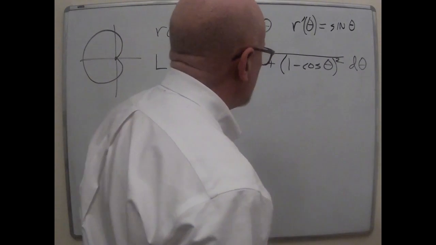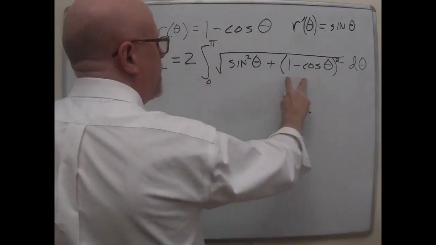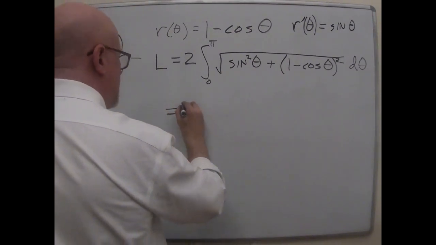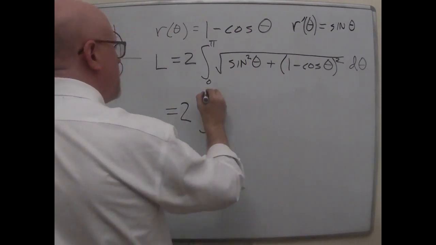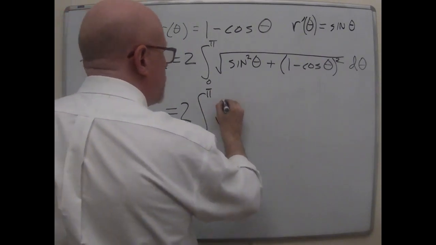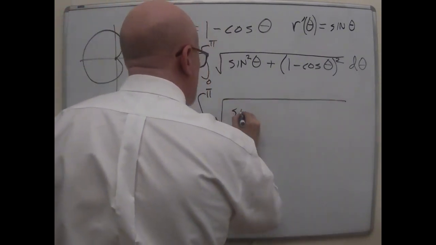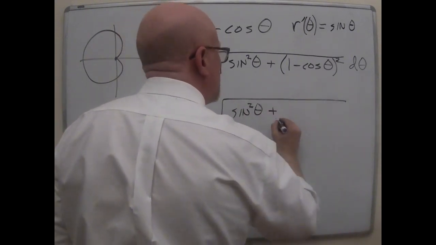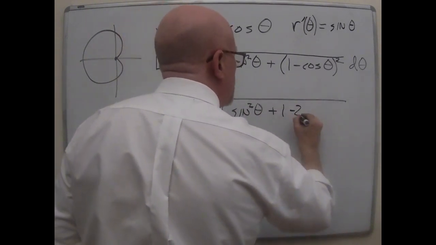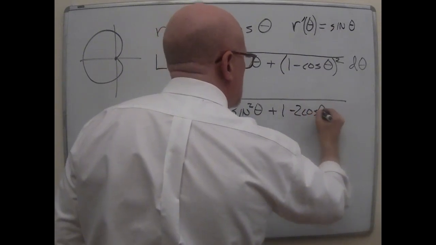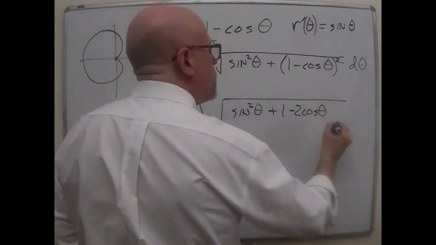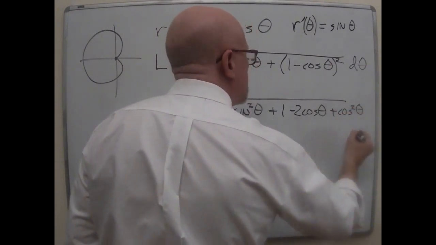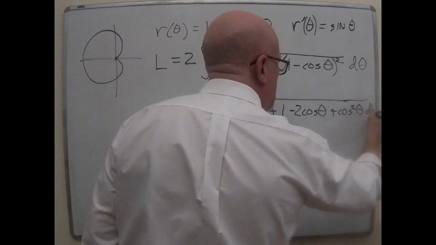I think I'm going to get this to work out. Let's do a little algebra under there. Let me do the copying first: integral 0 to pi of the square root of sine squared theta, and then FOIL ruling that baby out. It's 1 minus 2 cos theta, right, plus cos squared theta, d theta.